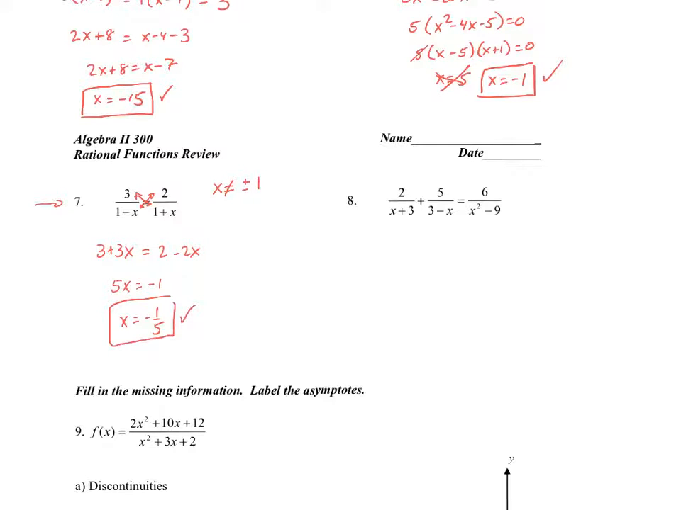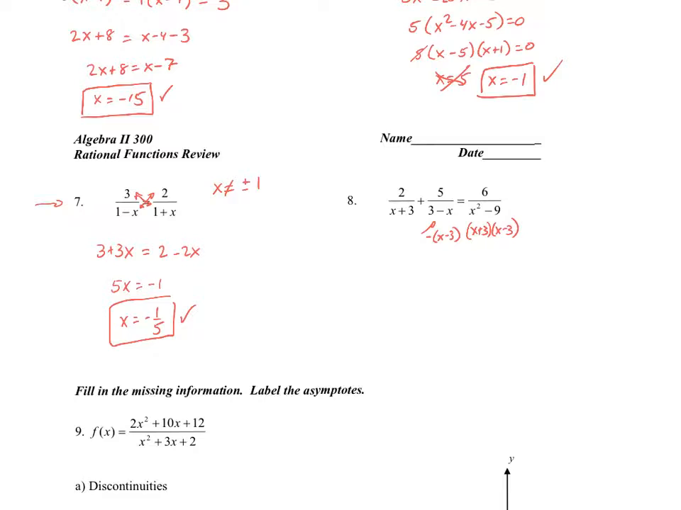All right, last one. So a couple things here. I'm going to factor x plus 3 times x minus 3. But what do we notice? We notice that we've got a 3 minus x. So I'm going to take out the negative, factor it out, and then I can flip over my factor and write it as x minus 3.